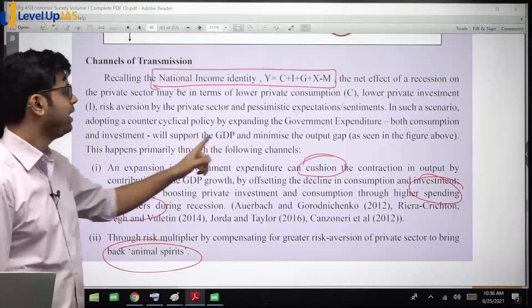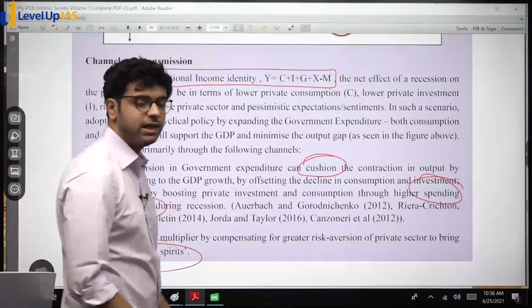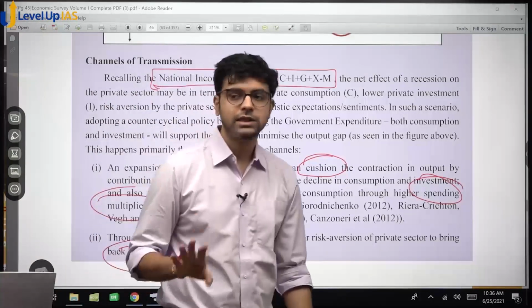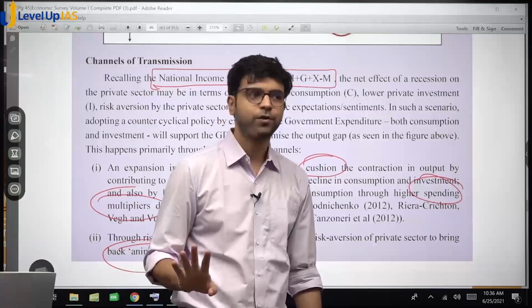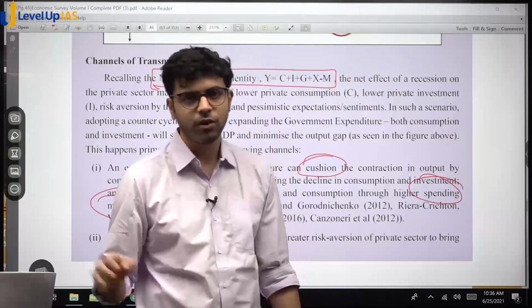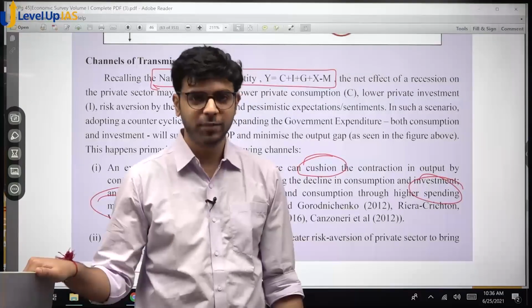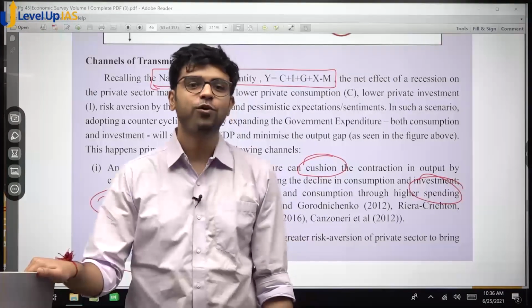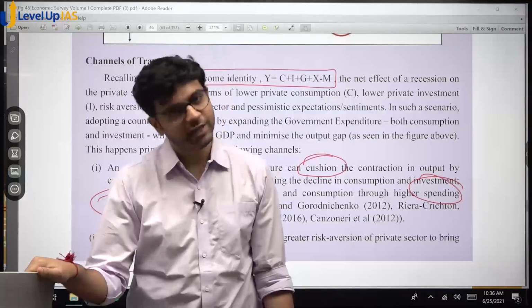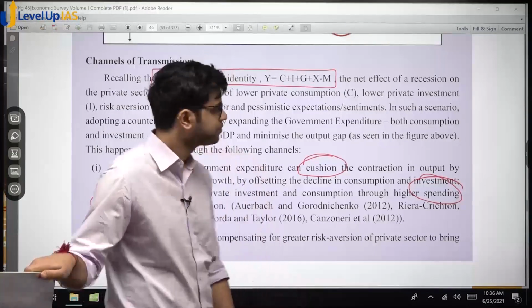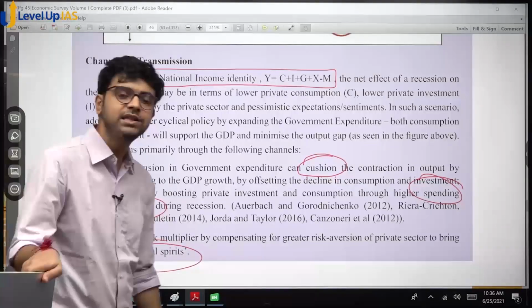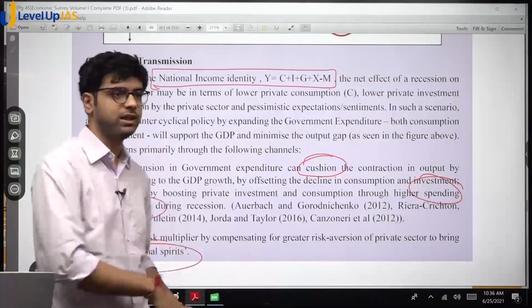This happens primarily how? So they are saying basically if C and I fall, G should increase. Simple. Because you want to save the ship, you want to balance it out, right? If you are three siblings, three brothers and sisters, if two of them are acting irresponsibly, someone has to be responsible. It's the same thing here. Now, how does an increase in G balance it out? That is what they are saying.